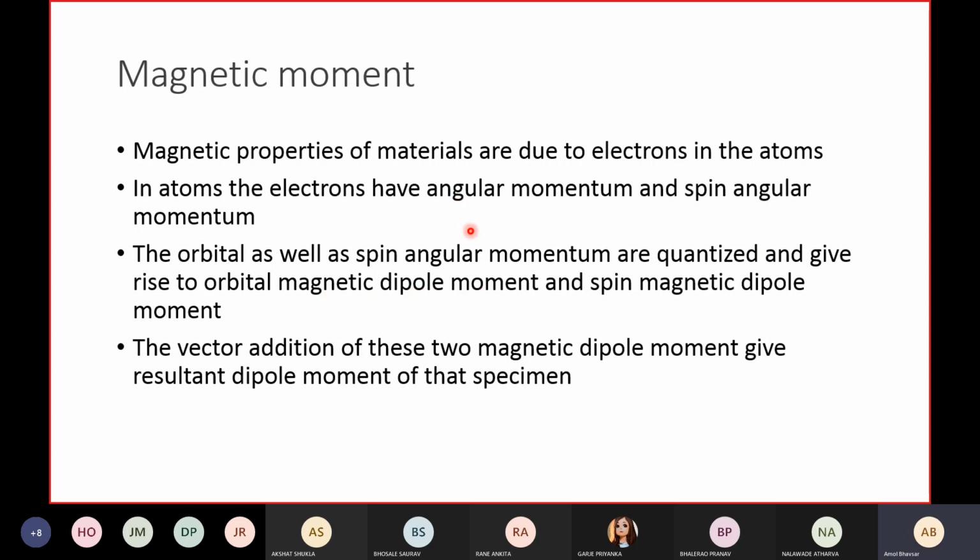So due to this, what happens? Magnetic dipole moments occur. Due to the spinning of the electron around the nucleus, the orbital magnetic dipole moment and the spin magnetic dipole moment both occur. The vector addition of these two magnetic dipole moments gives rise to a resultant dipole moment of the specimen. So the vector addition of both dipole moments gives us the total, meaning the magnetic dipole moment of the whole specimen.